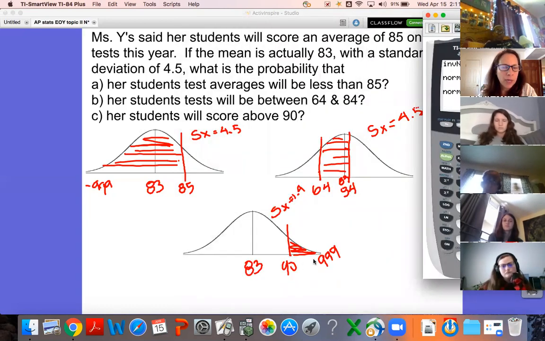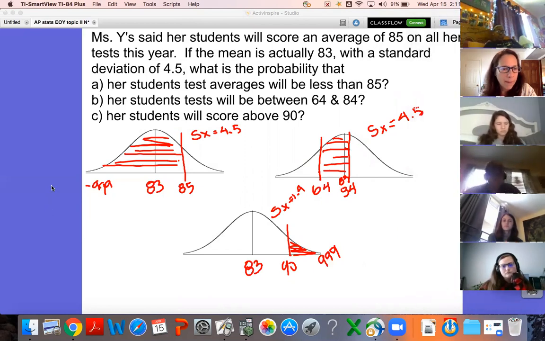And of course, above 90, you would just put 90 in for the lower bound and lots of 9s for the upper bound, and then you would run that probability. Any questions so far? Okay.